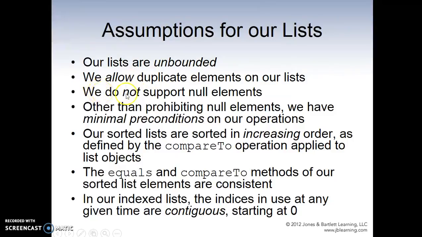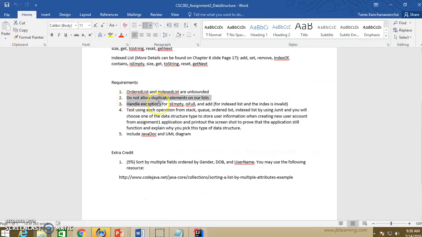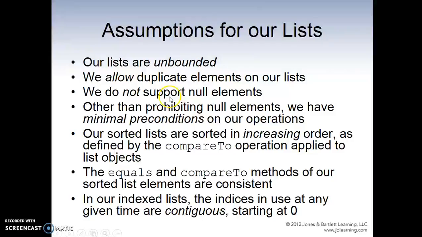In this, we allow duplicate elements on our list. Okay, but for our assignments that we look at here, we do not allow duplicates. So that means you have to check first. We do not support null elements. So we cannot insert null into the list. That means no data, null. Other than prohibiting null elements, we have minimum preconditions on our operations.